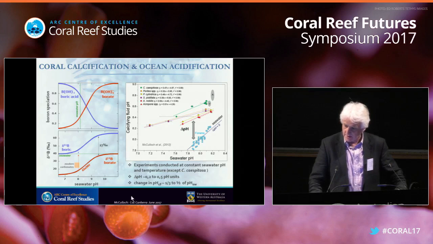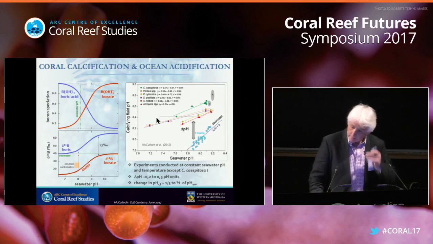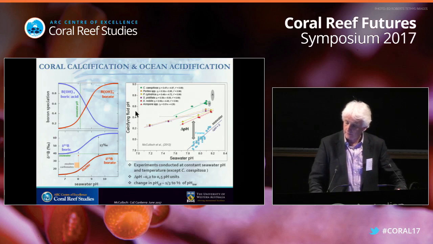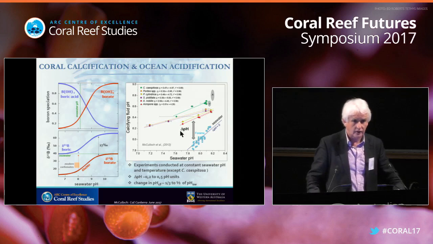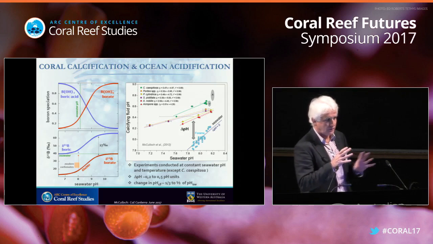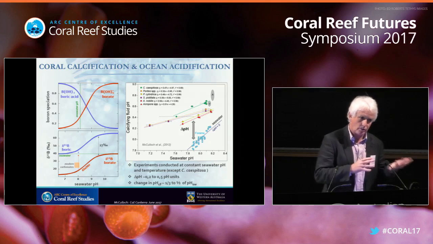We again use the same system, and because corals take up borate, we use this fractionation factor and the isotope change along here to get the pH at which they calcify. This is a 2012 paper. We showed that the calcifying fluid pH seemed to have a strong relationship to the seawater pH, and this line here shows the change in seawater pH. It seemed to have a slope of about a third to a half, so the corals seem to be sensing about a third to a half of the change in the seawater pH.